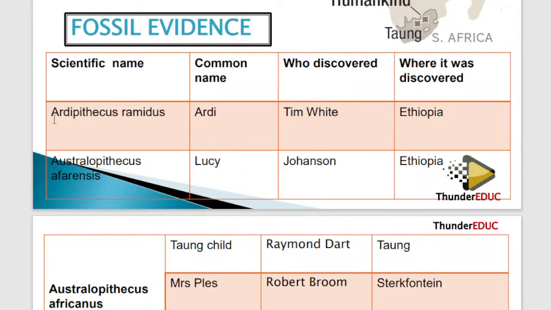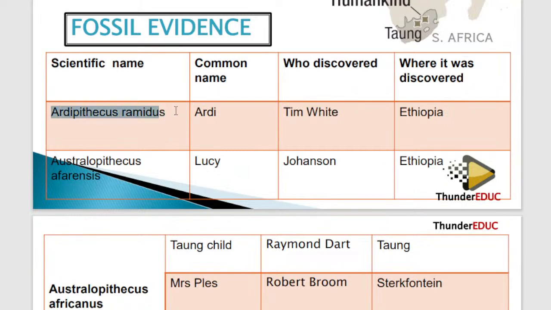So the oldest in this regard is called Ardipithecus ramidus. Its common name is Ardi. If they ask you this question and they are not asking you the scientific name, then it's fine. You can say Ardi. Who discovered it is Tim White. Let me give you one example or a trick how to remember this.